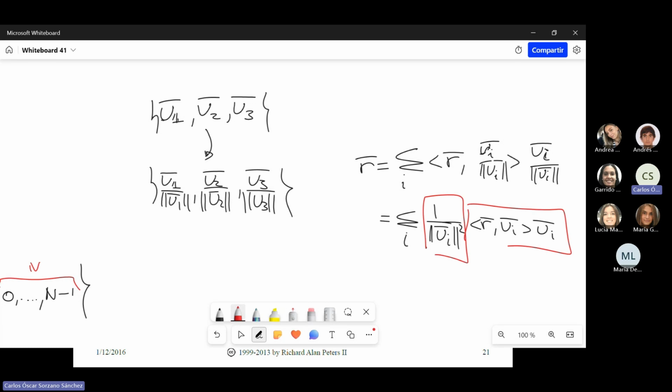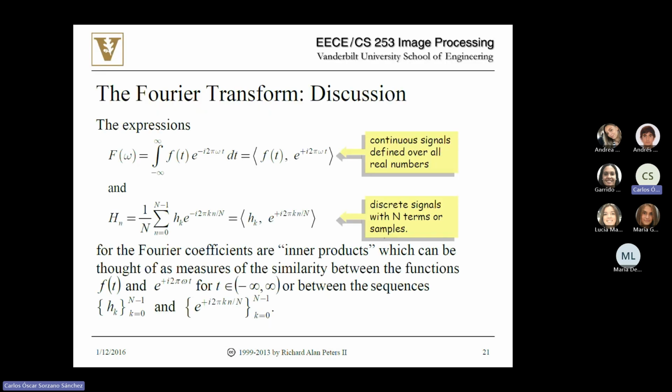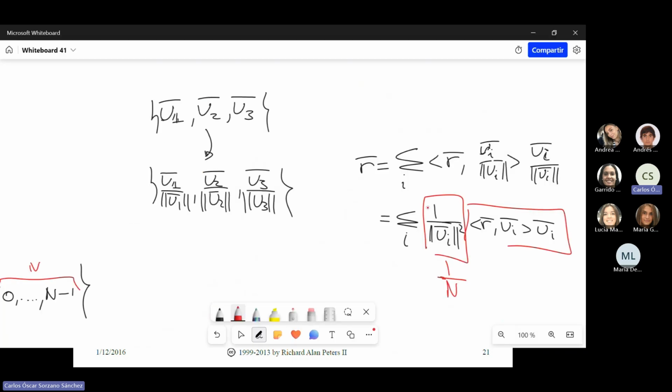This is the 1 over n that we have in the discrete Fourier transform. The coefficients that we have in front in the Fourier transform come from the fact that these bases may not be normal. They may not have unit length, and then you have to multiply by something to make them unit length. This is one over the length of those vector systems.